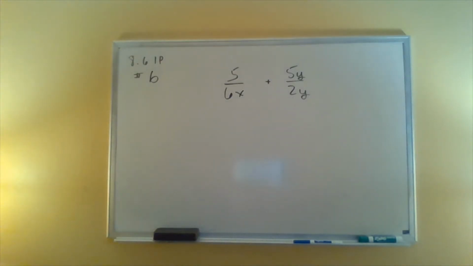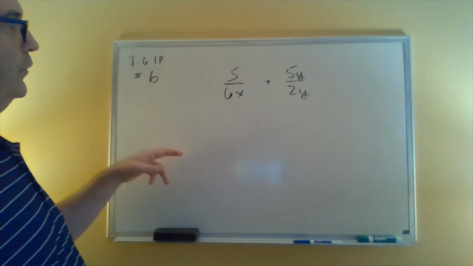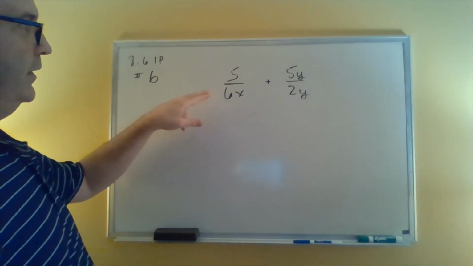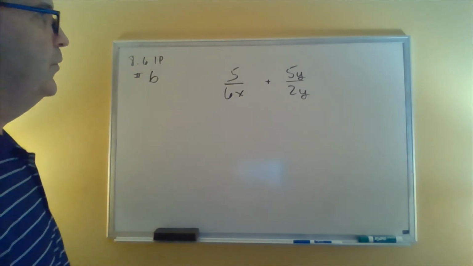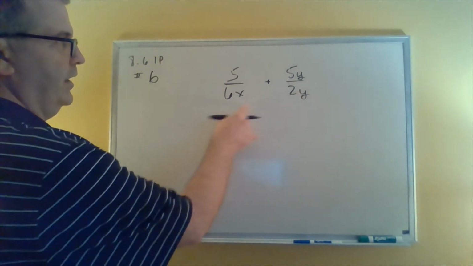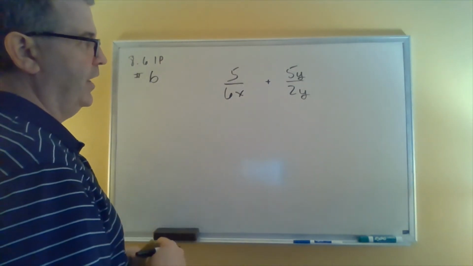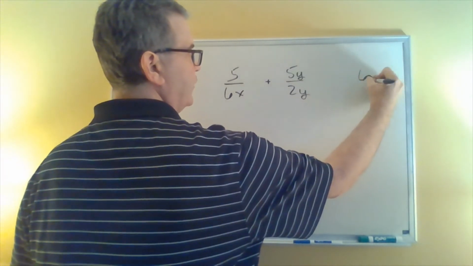Here's number 6. I have 5 over 6x plus 5y over 2y. When I'm adding rational expressions, I'm always looking to factor each denominator completely. I have 2 monomials, so I can't factor any. So I'm going to look for a common denominator. I have 6x and 2y. What common denominator can I get out of that? Common denominator will be 6xy.